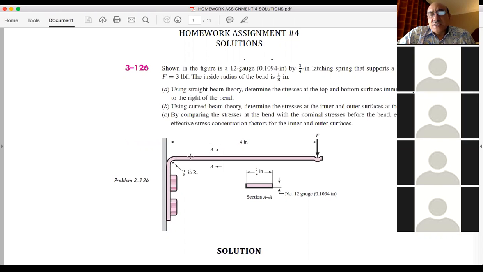So on the straight section is very simple. We have to find the moment, F times the distance, and from the moment we use Mc over I, and the top stress is going to be exactly the same as the bottom stress, but opposite in sign, no problem.